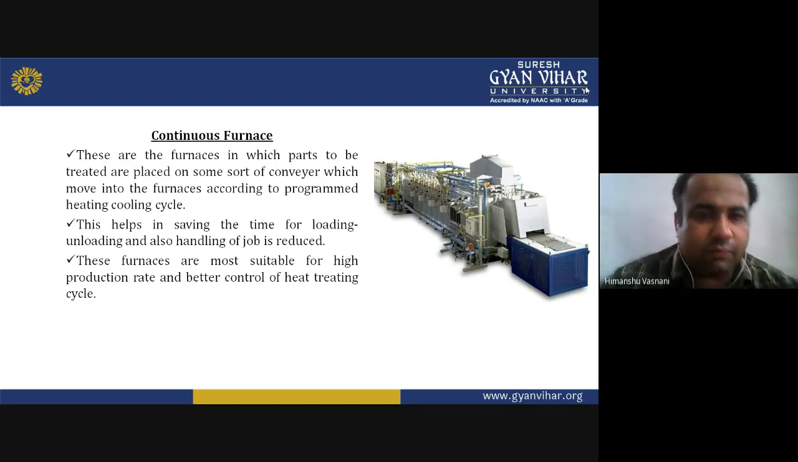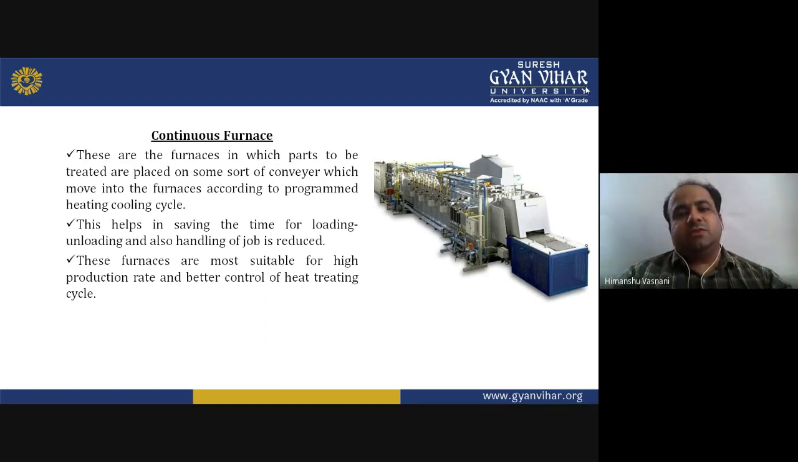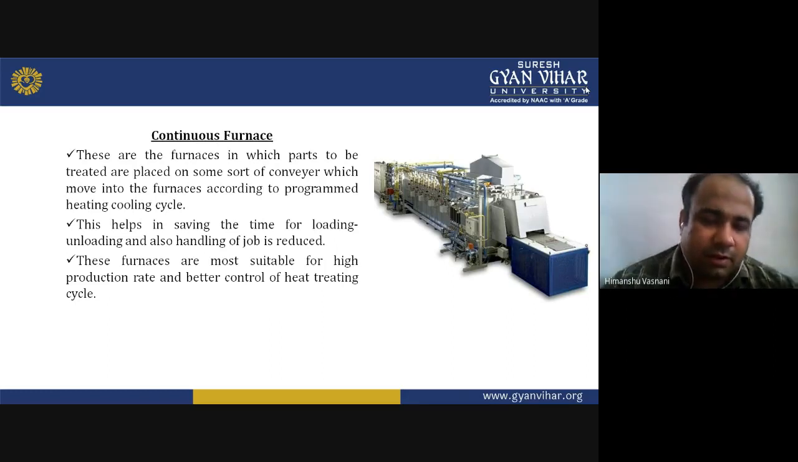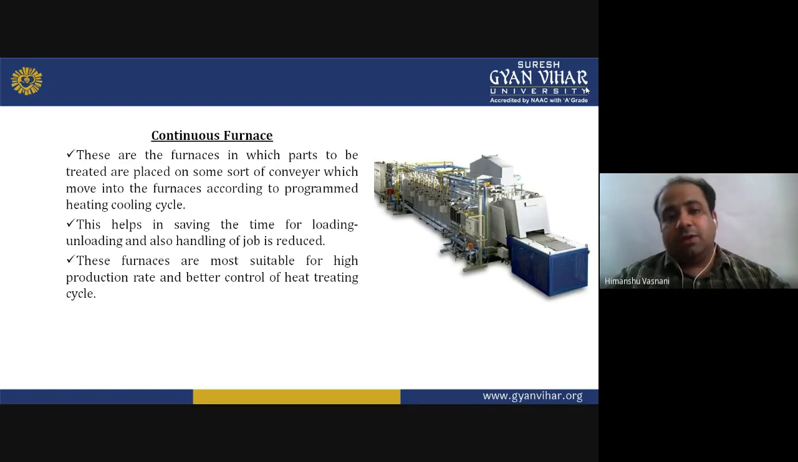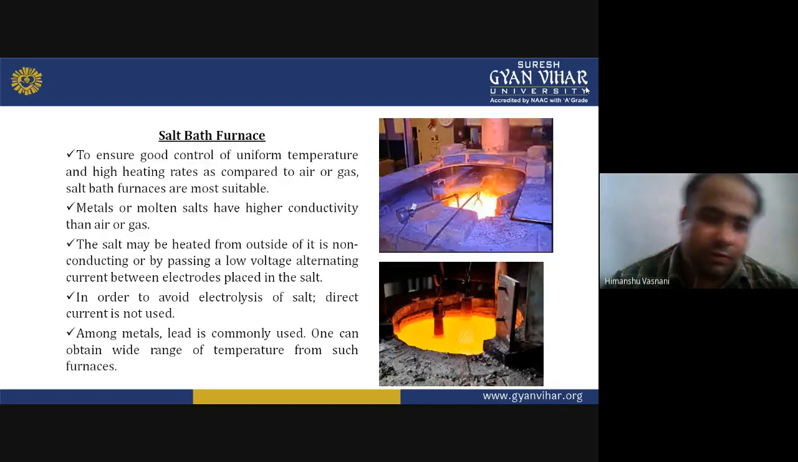Some sort of conveyor is used in them, and with this conveyor the parts move inside the furnace, which is totally programmed. The conveyor is moved according to the programmed heating and cooling cycle. So why is this important? The continuous furnace is most used in industries because it saves the time for loading and unloading, and handling of the job is reduced. Where production is very high, you can go with this kind of continuous furnace for the company.